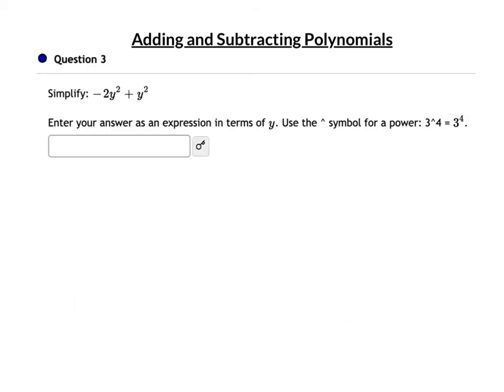On question 3, we're adding two terms together, and they are like terms. They both have the same power and the same variable. You need to remember the two things I mentioned in the teaching, and that is when you add like terms, you add the coefficients on like terms, and the powers never change.